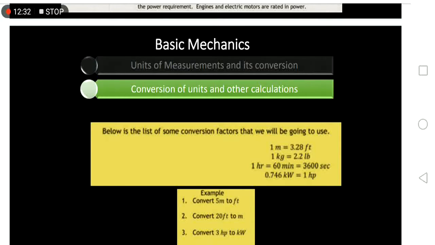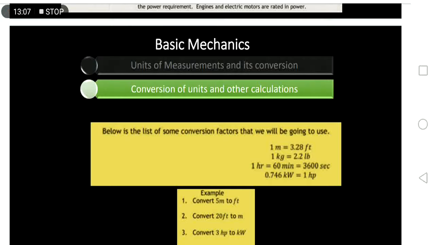So in the next video we will try to convert units from one system to another, specifically from metric to English, from metric to metric, or from English to metric. So the conversion factors here are very useful when we change the unit from one system to another.